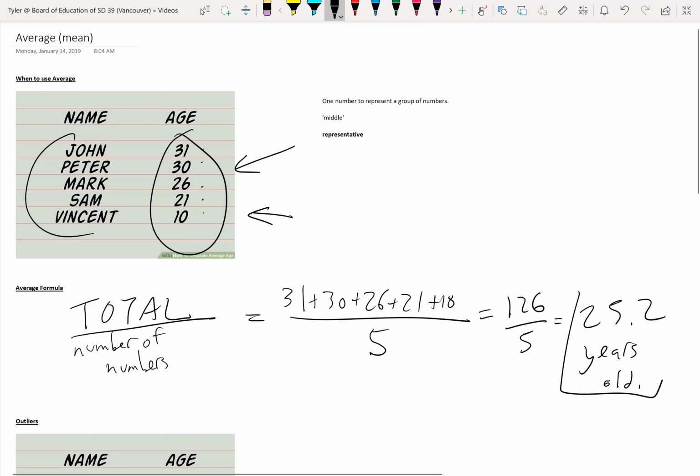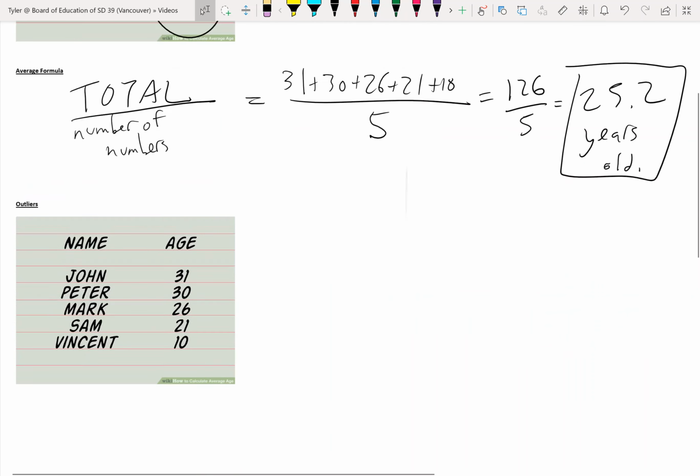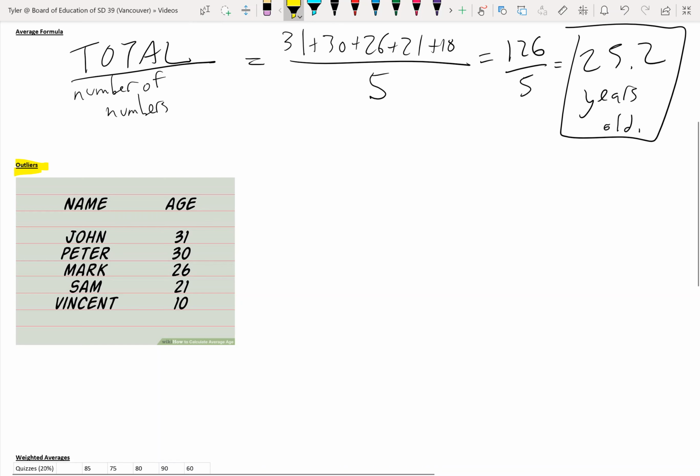So basically, this tells me that looking at this whole group, the average for the whole group is 25.2 years old. Now, there's another thing we need to look at called outliers. Outliers is when you have one or maybe 2 numbers, a couple numbers that don't really fit with the rest of the pattern. So if we looked again at these numbers, it's pretty easy to see that this Vincent is much, much younger than the rest of them. These are all pretty close to each other, whereas Vincent's age is much, much lower. So what we're going to do with an outlier is we're actually just going to remove it from the group. We're going to cancel it out.